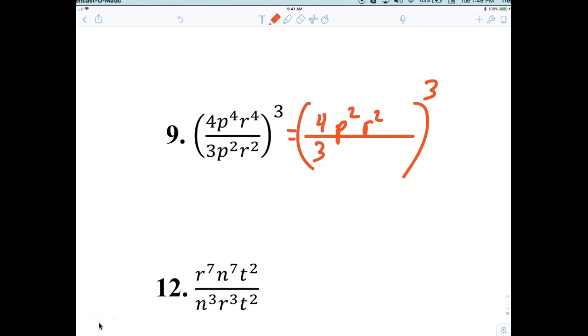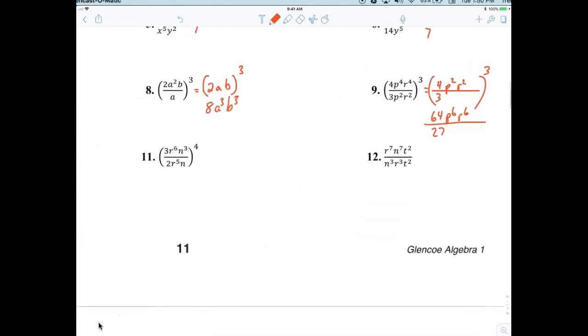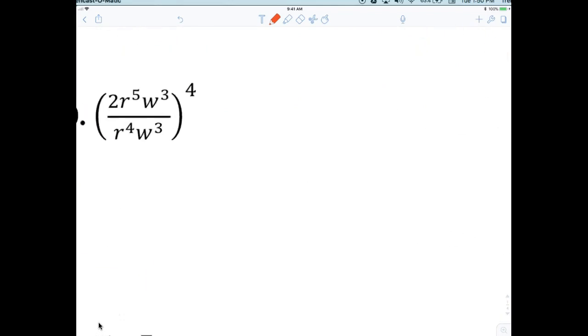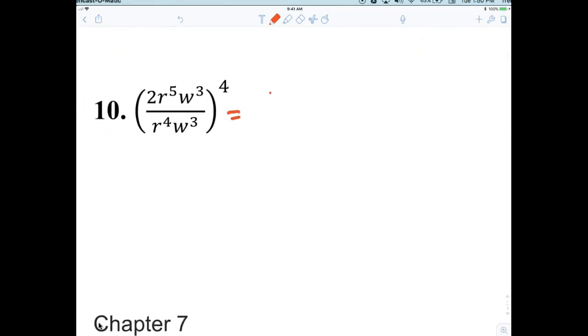All right? Now, 4 cubed, we should know is 64. And 3 cubed is 27. Now it would be p to what power? P to the 6th and perfect. All right, power to power, we multiply for those guys who weren't with me yesterday. All right, here we go. Let's check out number 10. All right, give it your best shot. Simplify the inside.